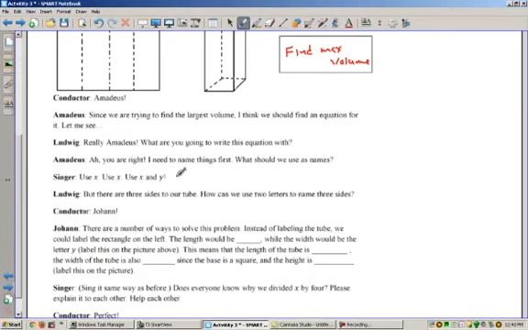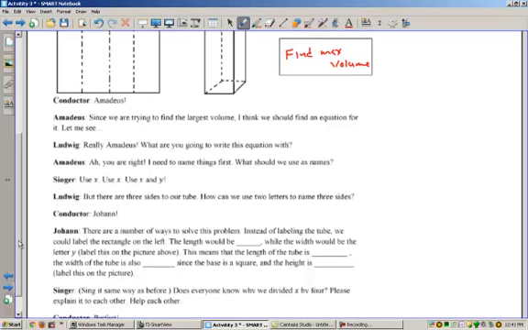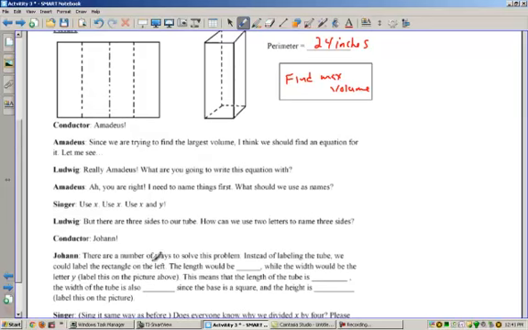All right, so then we come down here. The Singer tells us to use X and Y. So there are two ways of actually solving this problem. Instead of labeling the tube, what we can do is label the rectangle on the left. We can label the length X and the width Y. And so the length would be X, while the width would be Y.